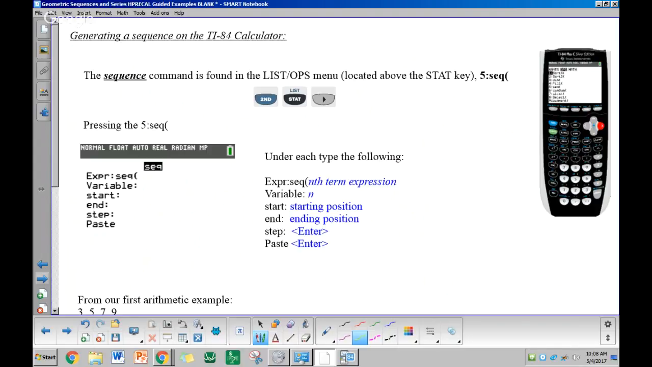Okay, now, what is a sequence? It's a collection of objects in a certain order, right? Our sequences are a list of numbers. So I think we're going to press second list. You guys with the 89s are going to go second math, and then go to your list menu, and it's going to be the first one. You see it? You're going to go second math, go to the list menu, and it's the very first one.